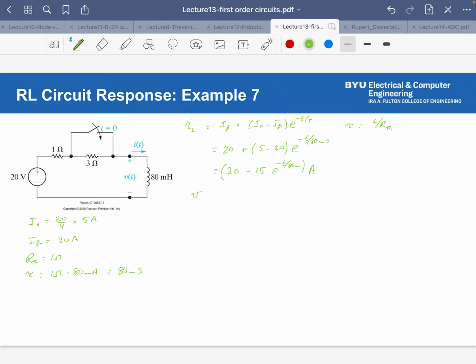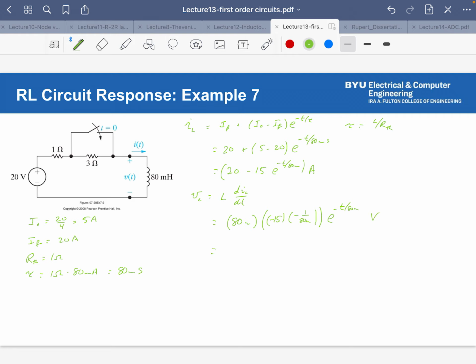Okay, now to find the voltage across the inductor, it's going to be equal to L di dt. So we're going to multiply 80 millihenries times the derivative of the current. When I differentiate the 20, I get 0. When I differentiate the other term, I'm going to get minus 15, multiplied by minus 1 over 80 milliseconds, and then multiplied by e to the minus t over 80 milliseconds. And this will be in units of volts.